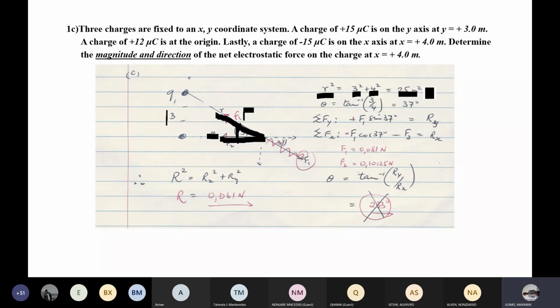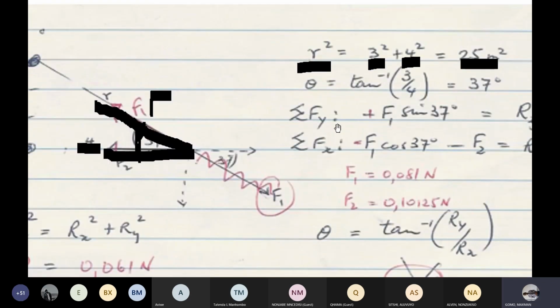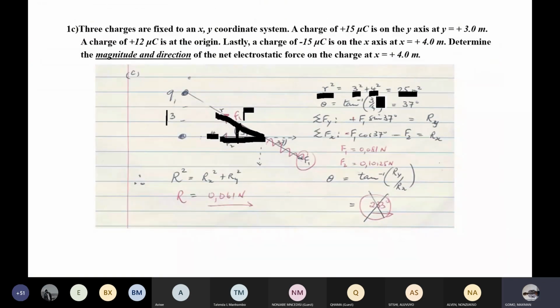Are we together? Yes, sir. Good. Now, to find your theta, you use the tan rule, which says tan theta is equal to opposite over adjacent, where your opposite is 3 and your adjacent is 4, and then your angle is going to be 37 degrees.